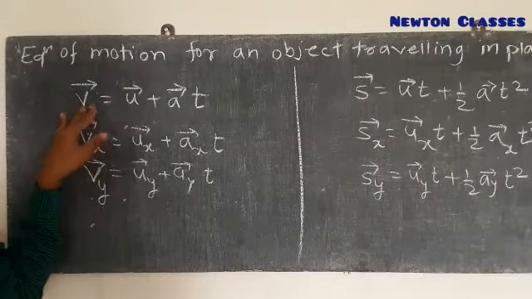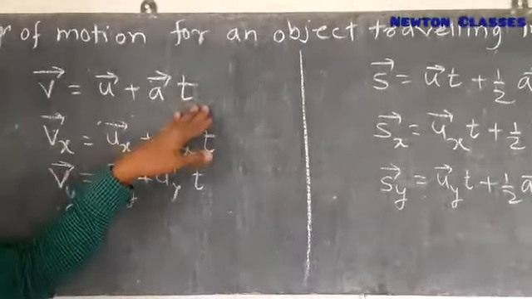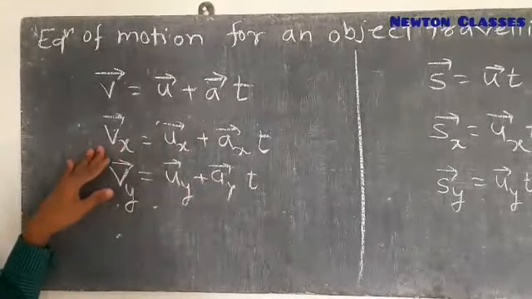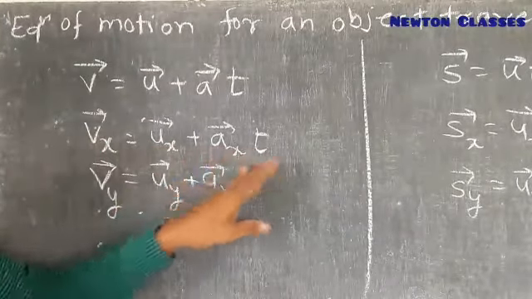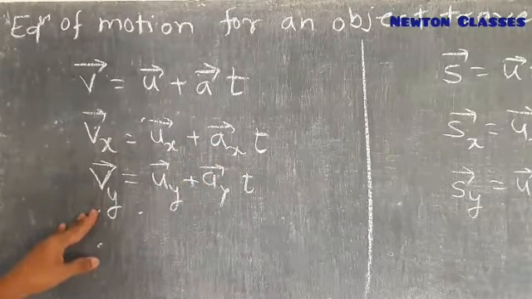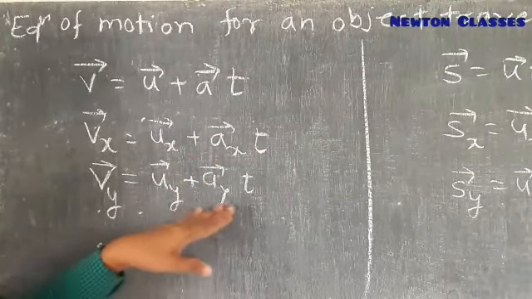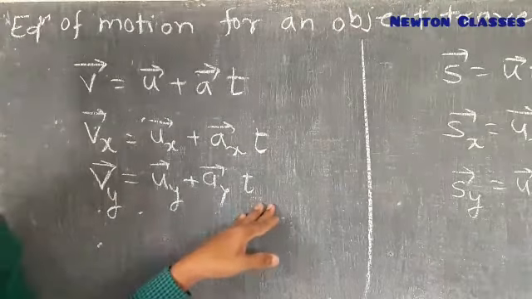First equation, v bar is equal to u bar plus a bar t. This equation can be resolved along x component, that is vx bar is equal to ux bar plus ax bar t, and along y direction vy bar is equal to uy bar plus ay bar t.